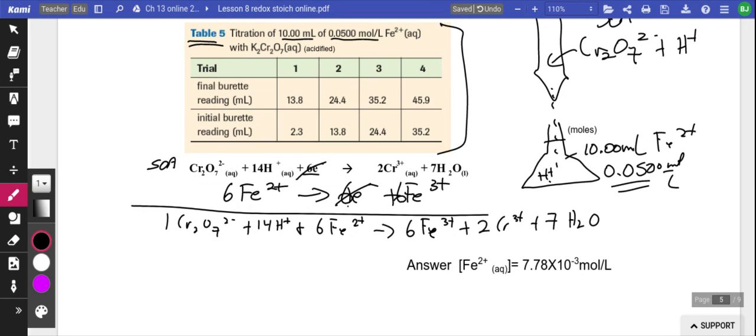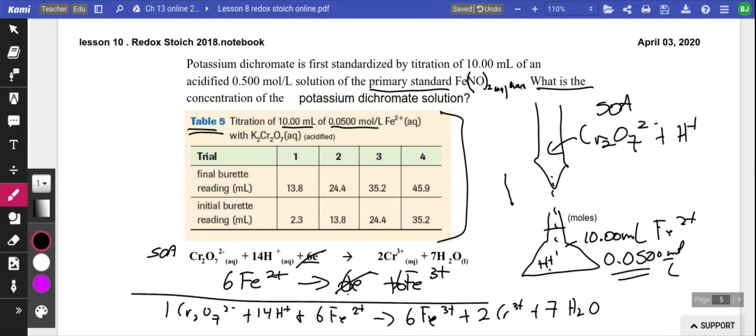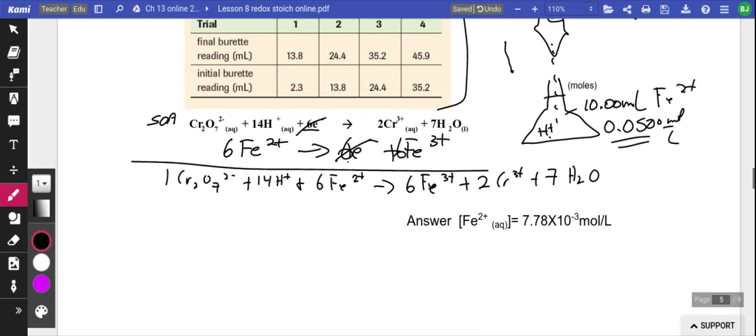Now we need to do the stoichiometry. And as I said at the start, you always do your stoich with the concentration and volume of the chemical you know. And we are looking for the concentration of the potassium dichromate solution. Concentration of K2Cr2O7, or Cr2O7 2-.